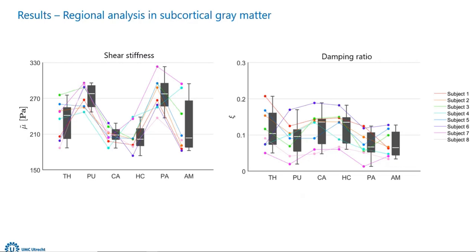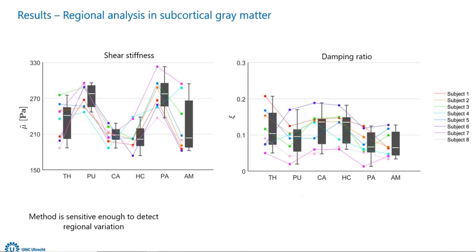And here we see the same as we saw in the parameter maps: in the shear stiffness, we get really clear structure, while in the damping ratio, it's a lot more ambiguous. So this is just one of these subregions, and the regional analysis is a lot bigger, but I'm just showing this part for time reasons.